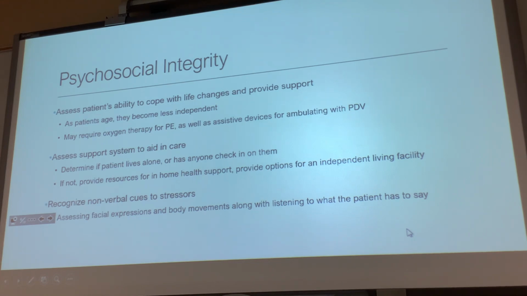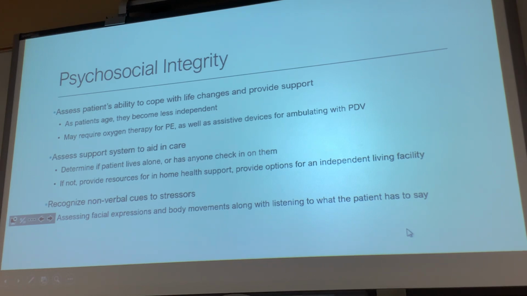Things like that. Assess the support system to aid in care, determine if they live alone or have anyone to check in on them. As patients age, it's harder for them to live alone just because they're at a greater chance for a fall risk already, and then especially with these diseases, and so just making sure that they have a support system and they're not home alone all the time.